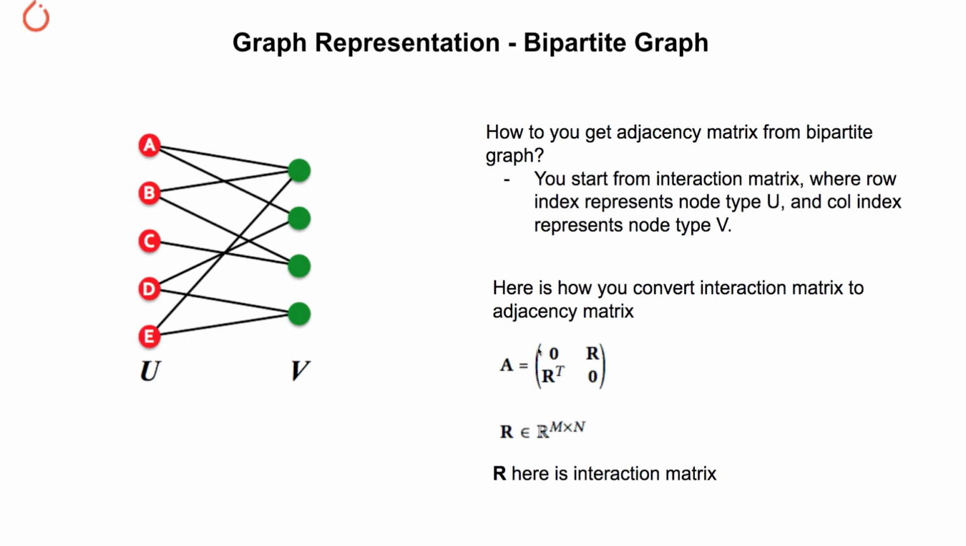You put the interaction matrix on the top right, and on the lower left you put its transpose, and then all the other empty space you fill with zeros. This is not just one zero, this is multiple zeros, that's why it's in bold. So if you have an input interaction matrix of m times n, then your adjacency matrix will be m plus n times m plus n. I'll show you an example of what it looks like, so let's go to the notebook.